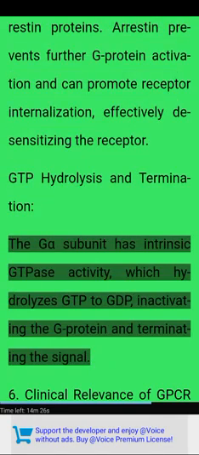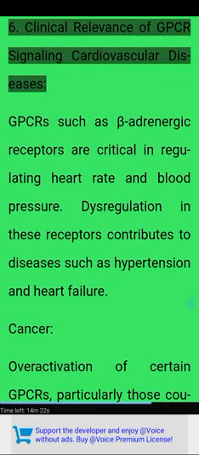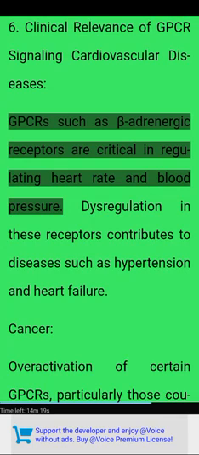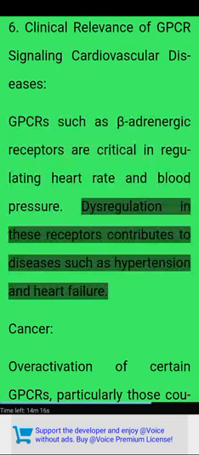GTP hydrolysis and termination. The G alpha subunit has intrinsic GTPase activity, which hydrolyzes GTP to GDP, inactivating the G protein and terminating the signal. 6. Clinical relevance of GPCR signaling. Cardiovascular diseases: GPCRs such as beta-adrenergic receptors are critical in regulating heart rate and blood pressure. Dysregulation in these receptors contributes to diseases such as hypertension and heart failure. Cancer.